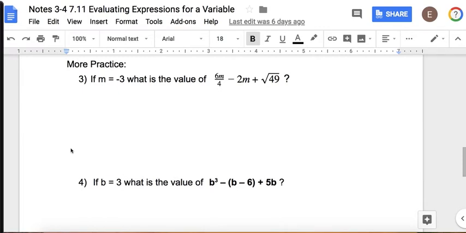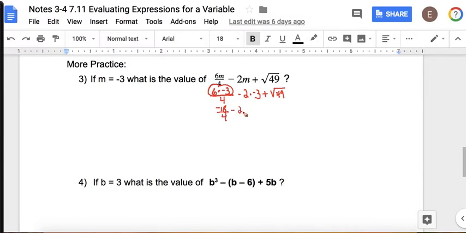Okay, we're going to practice some more examples. For this one, I would strongly encourage you to write really small because this kind of takes up a lot of room. So m equals negative 3, so we're going to replace all the m's with negative 3 because we want to find the value of this. So again, write small: 6 times negative 3 divided by 4 minus 2 times negative 3 plus the square root of 49. Now I have a fraction bar right here in the beginning, so we're going to take care of the top first. 6 times negative 3 is negative 18.